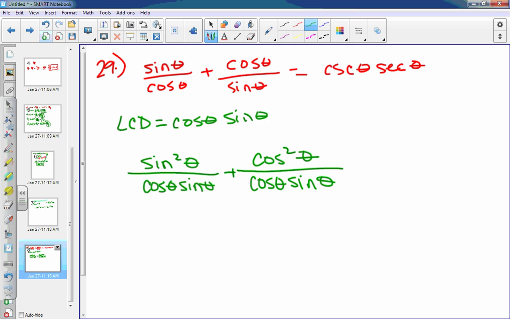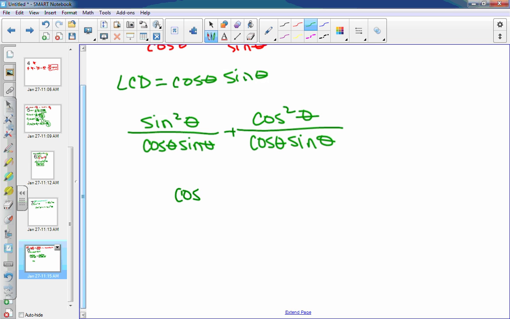We want to marry them. They want to move into the same house, right? The house is my denominator, which is going to be the cosine of theta, sine of theta. And then here comes her stuff, sine squared of theta. Here comes his stuff. We have one house now. You with me?